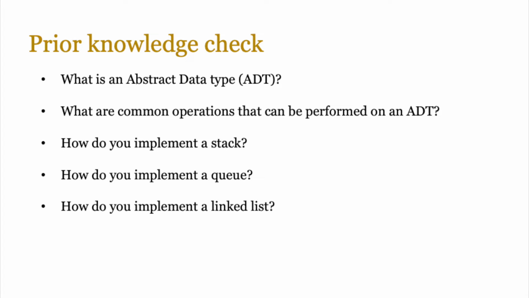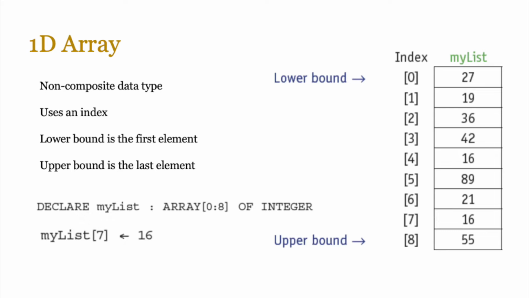We will do a basic cursory overview of stacks, queues, and linked lists before we continue on with the actual pseudocode for linked lists. So let's start with our basic structure, which is a 1D array. This is a non-composite data type. It uses an index. It has a lower bound, which is the first element, and an upper bound, which is the last element. Now on screen, you can see the basic pseudocode equivalent of setting up an array and assigning a value to one element of that array.